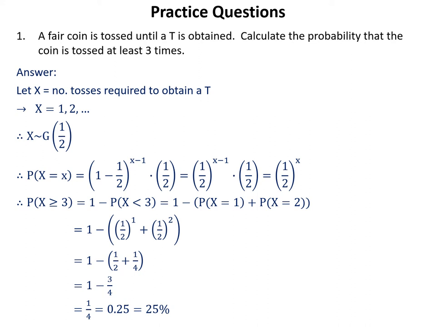Now here we're looking for the probability that the coin is tossed at least three times, which is the probability that x is greater or equal to 3. Since there's no upper limit for x, the answer is the same as the probability that x is 3 or 4 or 5, etc., with no end. So we need to use the complementary rule. This equals 1 minus the probability that x is less than 3, which means all we have to do is figure out the probabilities that x can be 1 or 2, and subtract those from 1. That gives us 1 minus, in brackets, 1/2 to the 1 plus 1/2 to the 2, which is 1 minus, in brackets, 1/2 plus 1/4, which works out to 1 minus 3/4, which equals 1/4, or 0.25, or 25%.